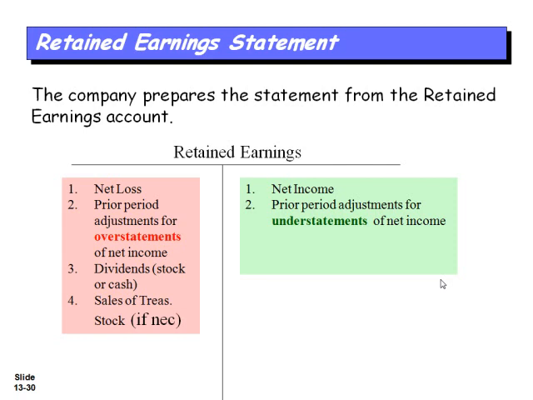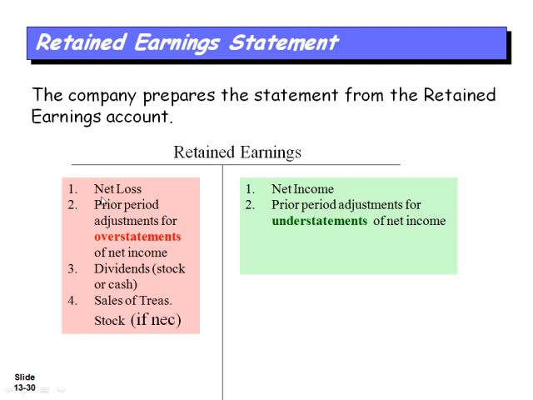As a review, this is the retained earnings T account. Note on the left side, or the debit side, I'm showing that in pink because it reduces retained earnings. Retained earnings' normal balance is a credit. Retained earnings is increased by net income. It's also increased by any prior period adjustments for understatements of net income.